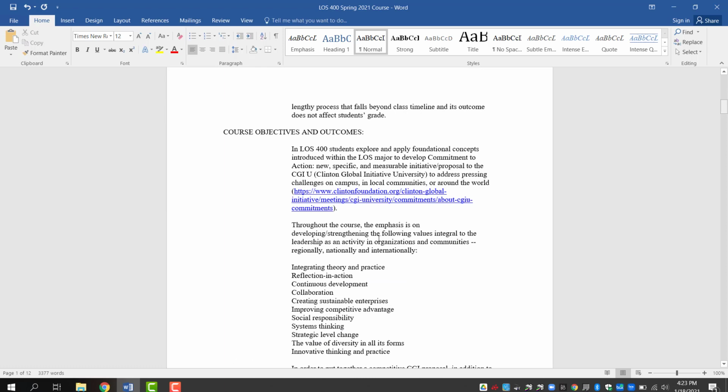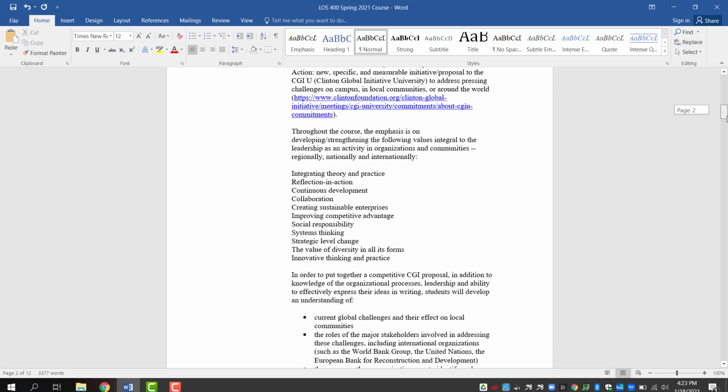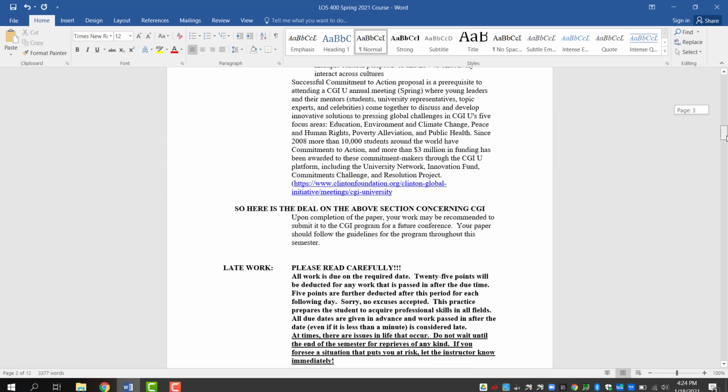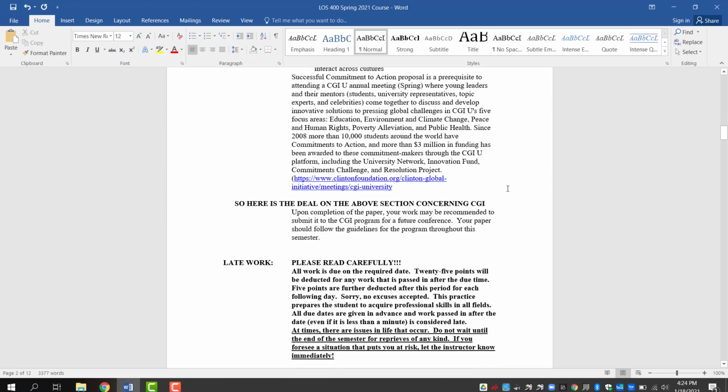So this is all of the objectives and outcomes that you will be thinking in a global manner, and we'll be talking about what that means, and with the help of the discussions in the textbook as well. So there's a lot of information here. So again, here's the deal on the above section concerning the CGI. Upon completion of the paper, your work may be recommended to submit to the CGI program for a future conference. Your paper should follow the guidelines for the program throughout the semester, and we'll hold your hand on doing that.